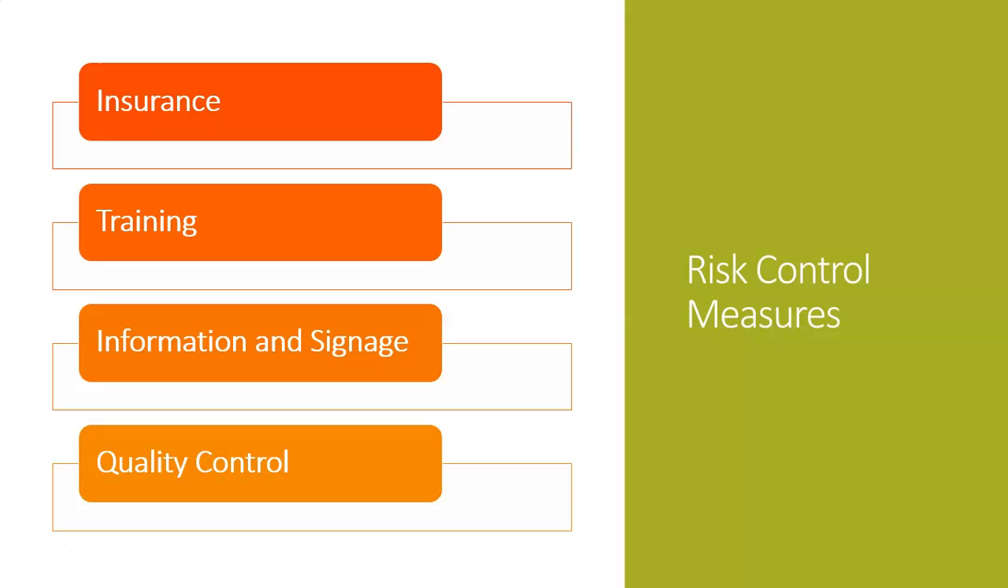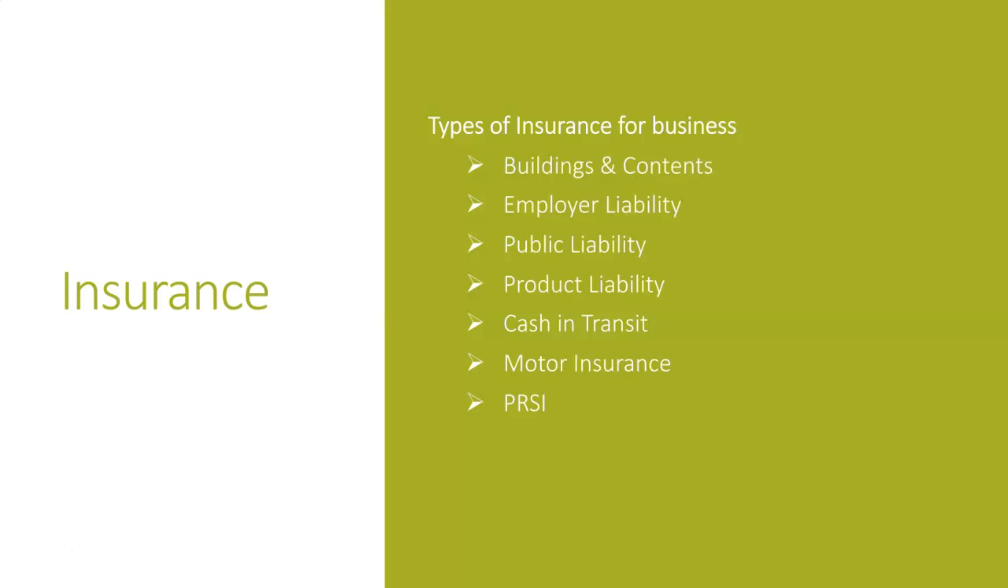So the next slide might tell us about insurance. Yeah, this is going to be telling us about insurance. Types of insurance per business: buildings and contents, employer liability, public liability, product liability, cash and transit, motor insurance, and PRSI. That mostly involves payroll and accountants. Now, next slide.